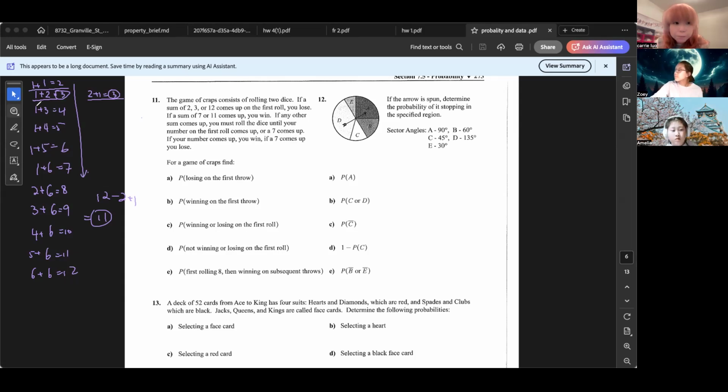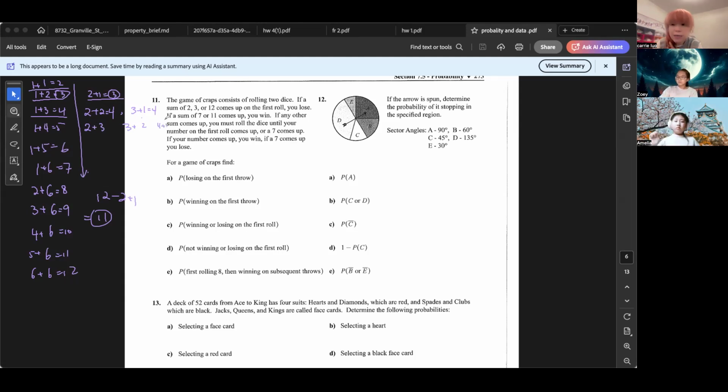Get it? Okay, so let's take a look at the 4. So in order to get 4, we have 1 plus 3 equals 4. And we also have 2 plus 2 equals 4. We also have 3 plus 1 equals 4, right? Correct, Zoe? Okay, for the 5, we have 1 plus 4, and 2 plus 3, and 3 plus 2, and 4 plus 1.